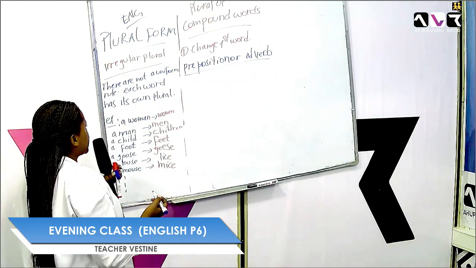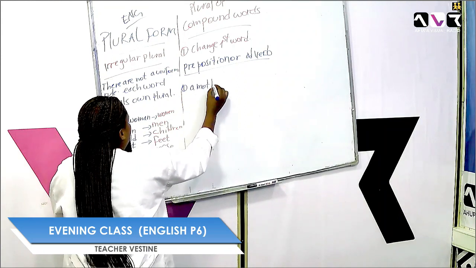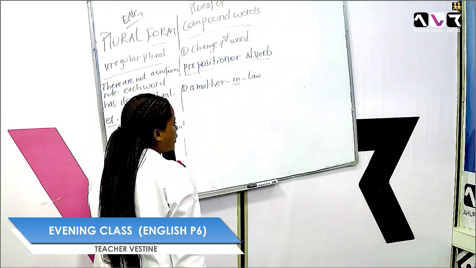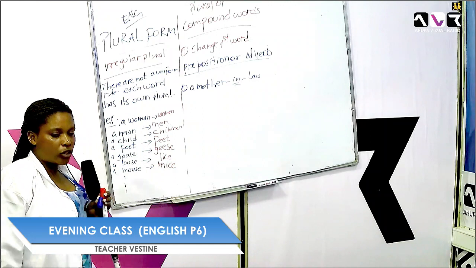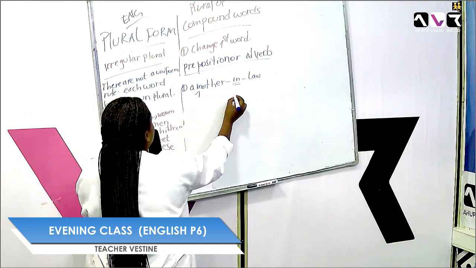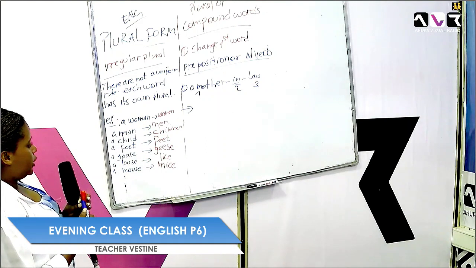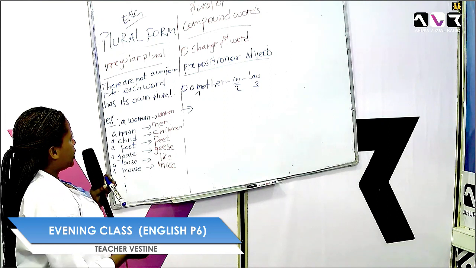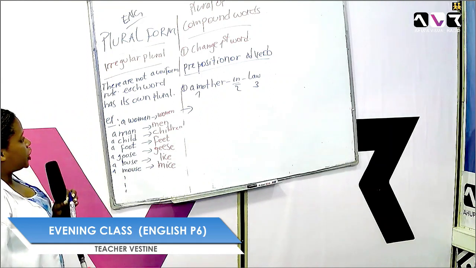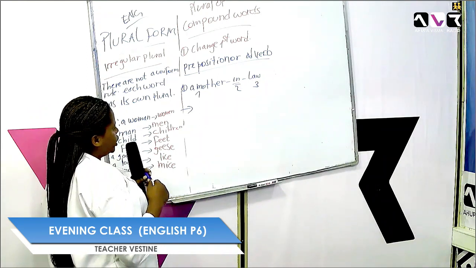For example, when I say a mother-in-law, you see this "in" is a preposition. It shows that this compound noun is made of how many words? One, two, three. And those words are put together by the preposition. Because there is the preposition, it means that the plural form must be made by changing the first word.